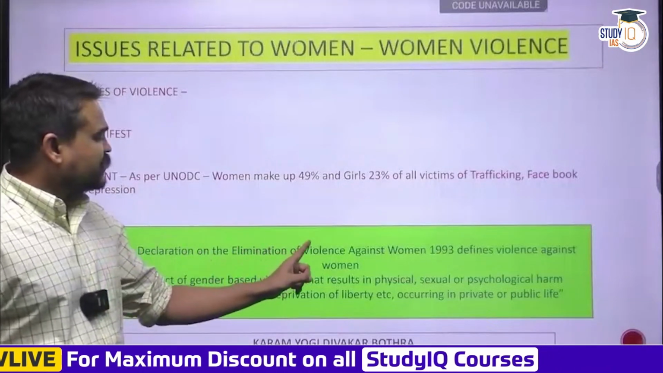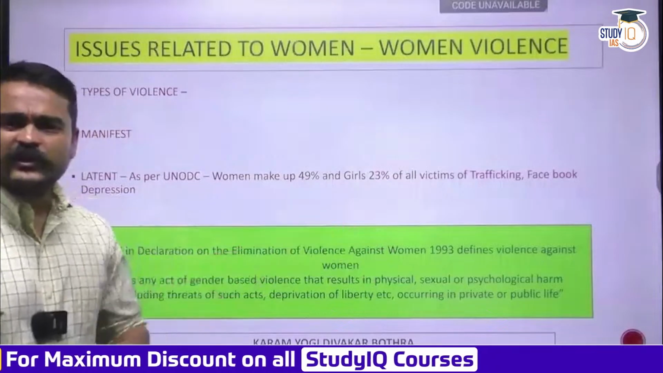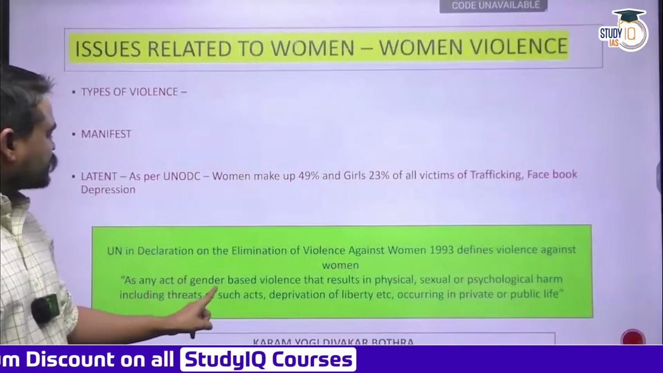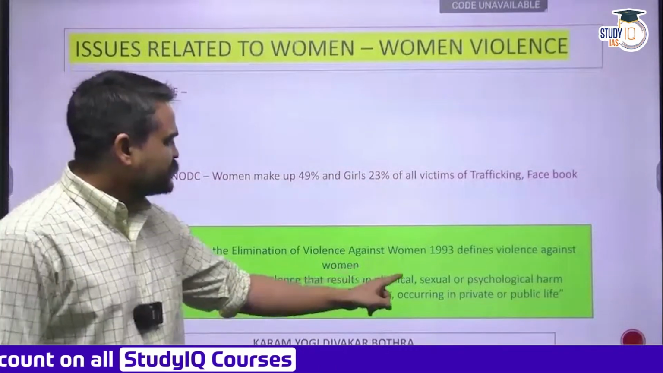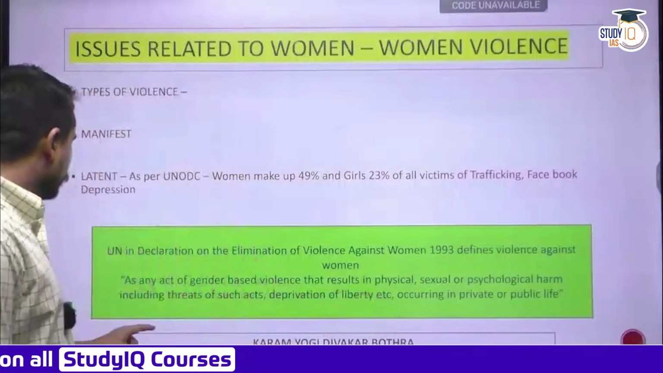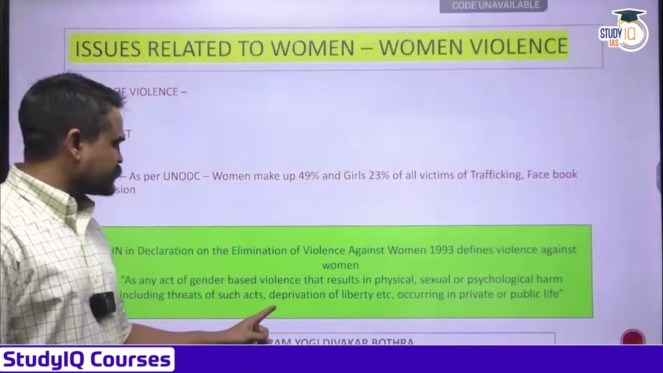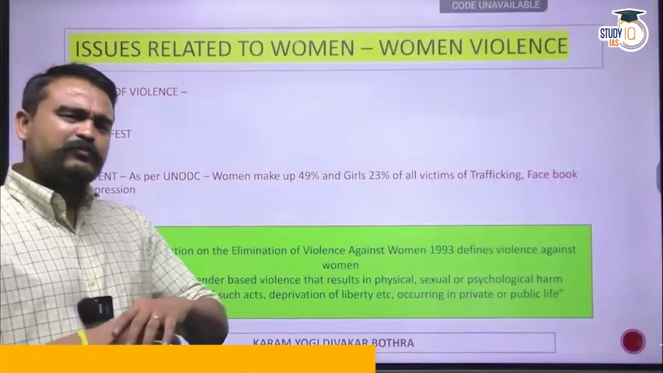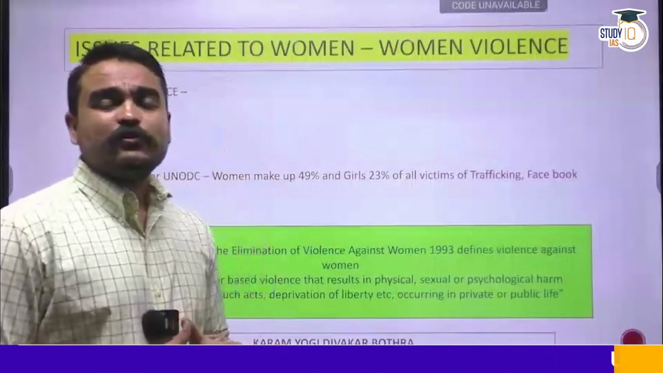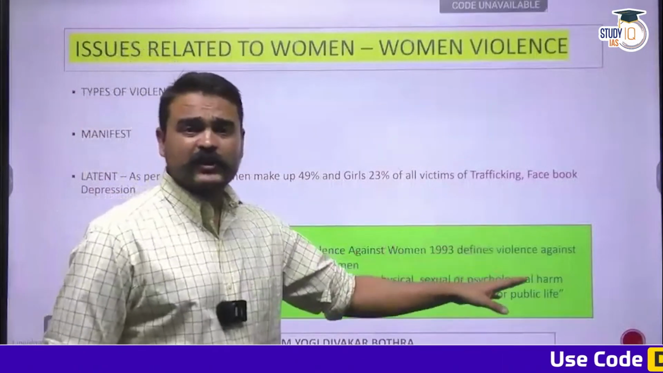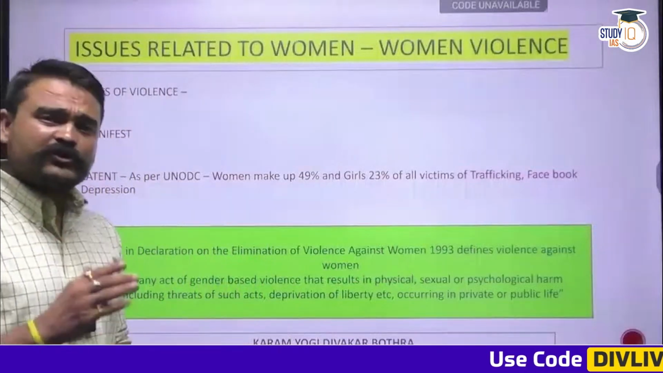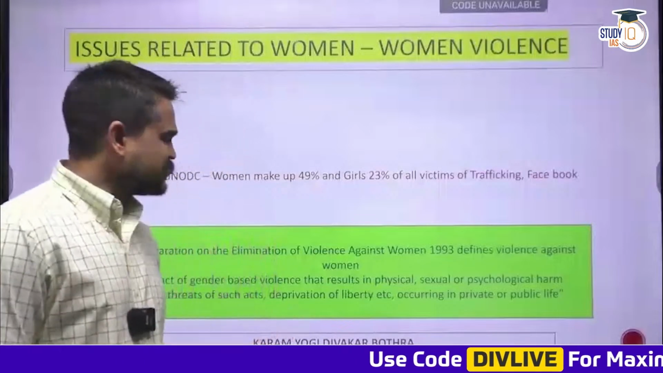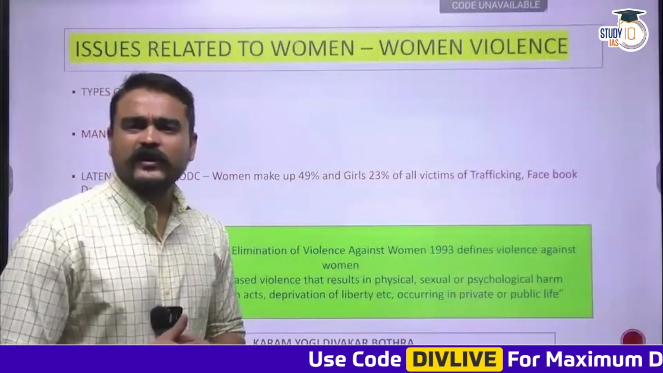The UN Declaration on the Elimination of Violence Against Women, 1993, defines violence against women. And what is that? Any act of gender-based violence that results in physical, sexual, psychological harm, including threats of such acts, deprivation of liberty, etc., occurring in private or public life. Such a broad definition takes into account physical, sexual, and psychological aspects. And not just actions, even the threat of that would be considered violence. I am not defining this. The United Nations defined this in the year 1993.